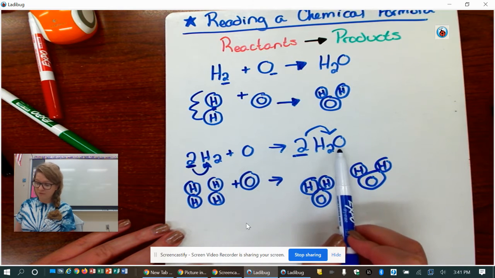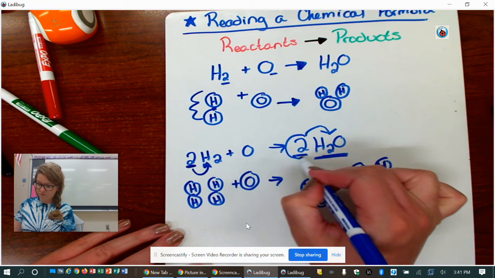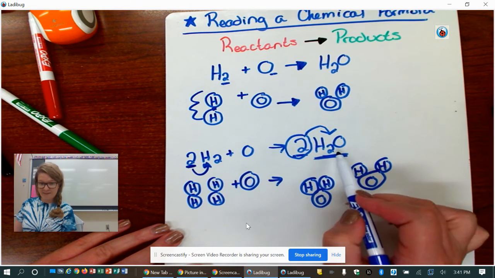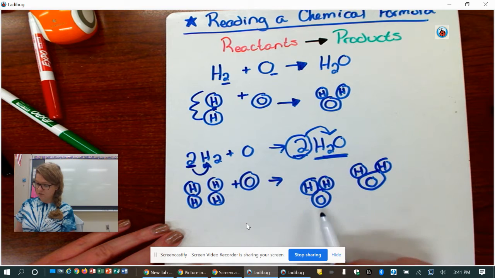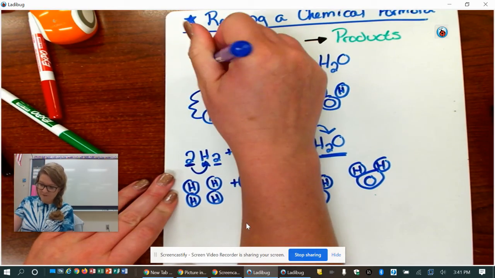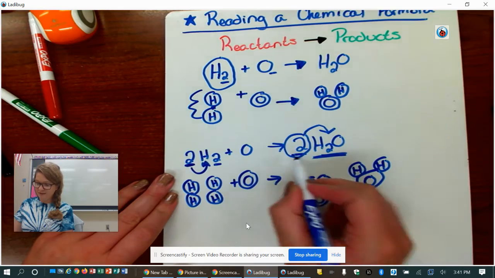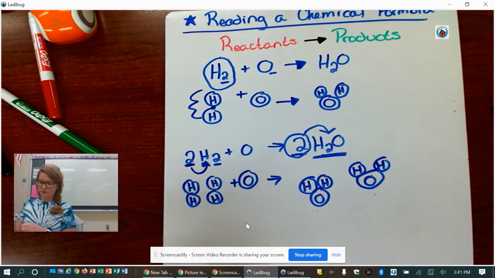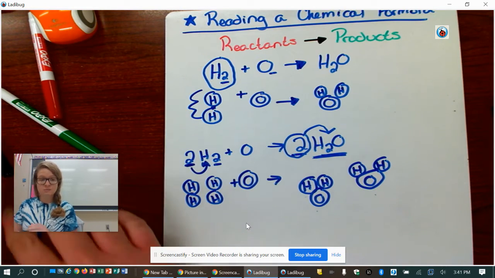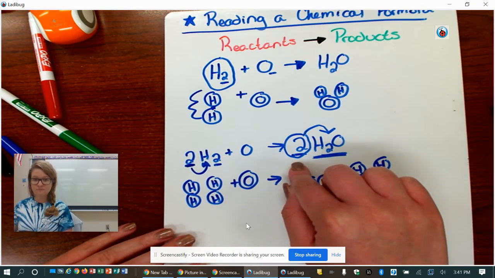But remember, you now have 2 oxygens because this whole molecule is part of this coefficient. So it doubles everything that goes behind it. So that's where those 2 oxygens come from. Your subscript only deals with whatever element it is next to. Your coefficient deals with the whole thing. So that's the difference between subscripts, which are these guys, and coefficients over here.